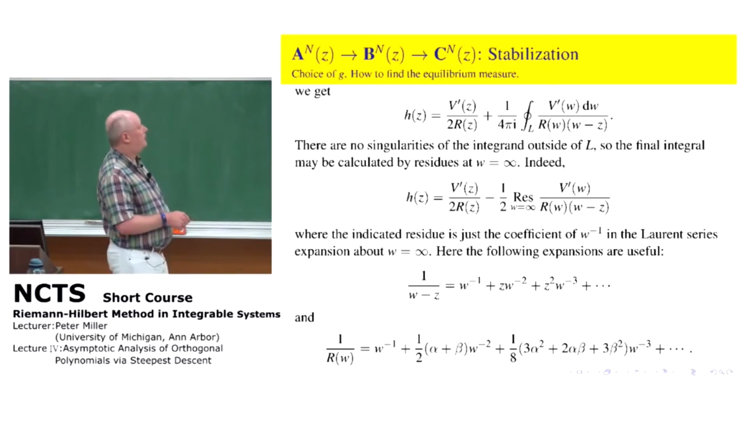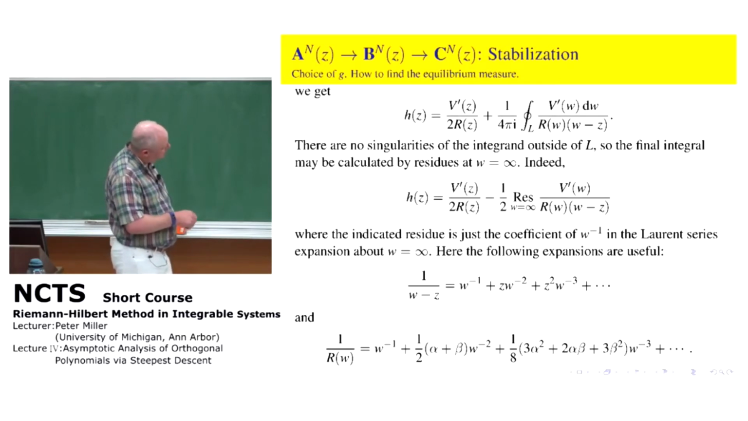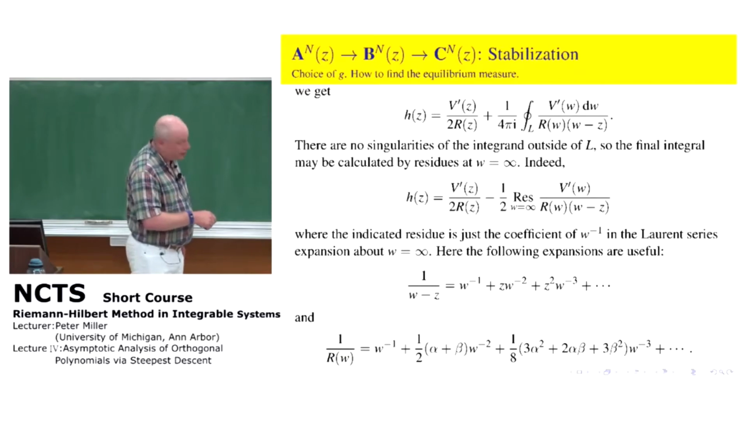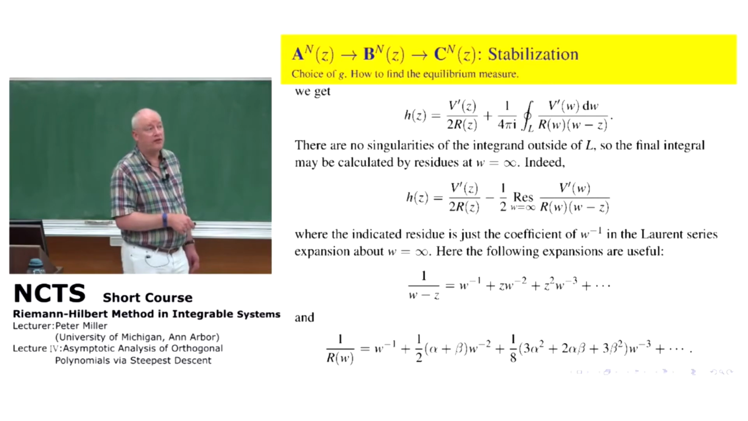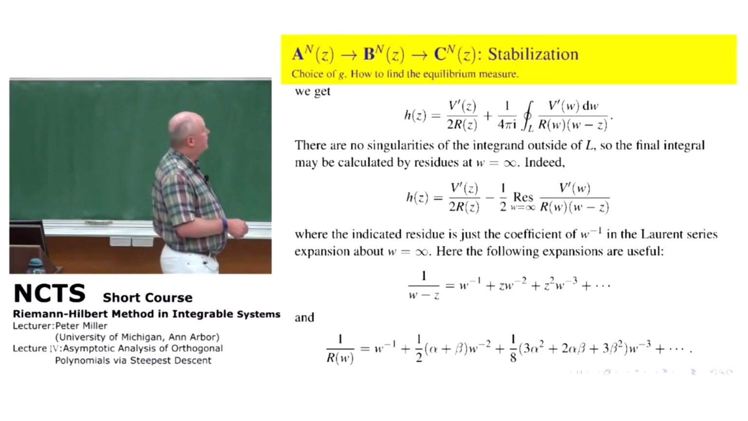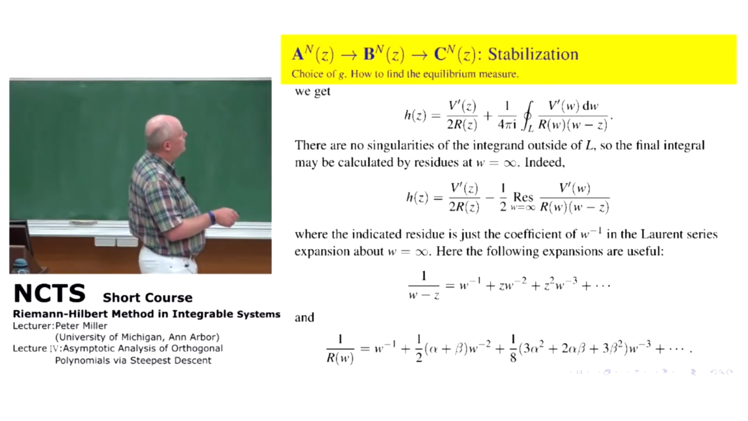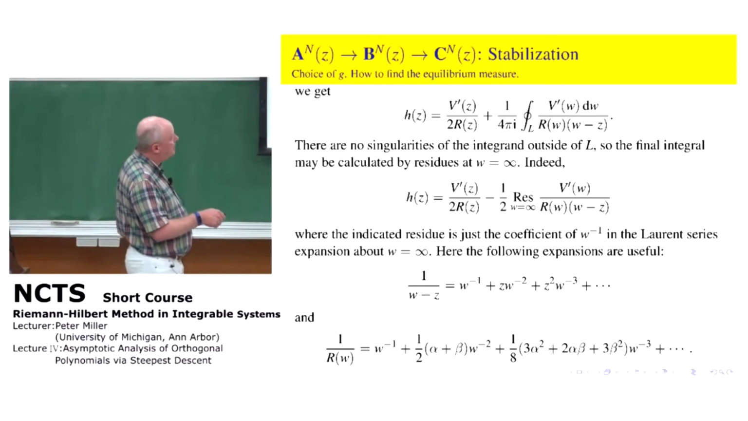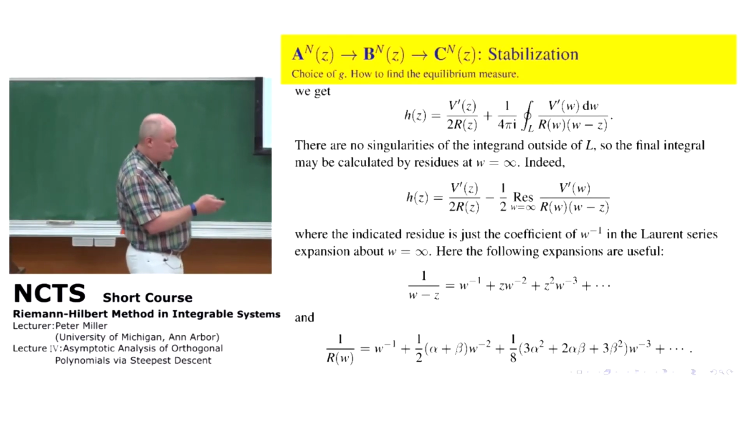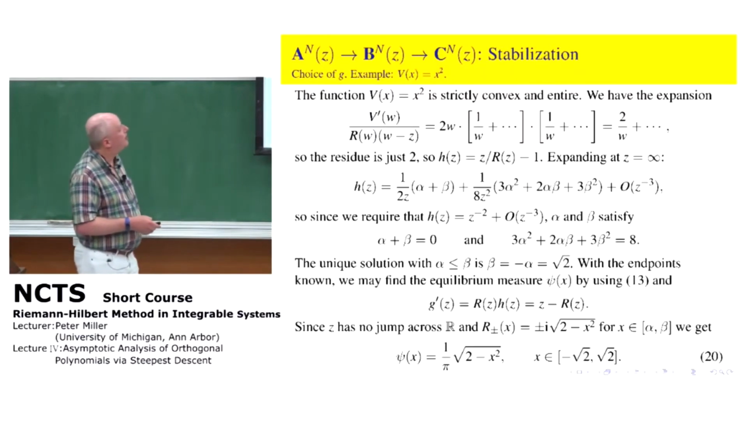Okay, so here it's useful to expand the Cauchy kernel like this for large W. That's straightforward. And 1 over r is a little bit trickier, but r is the square root of this quadratic. And so it's systematic to write down as many terms as you like. And the coefficients just involve the alpha and the beta, which are the interval endpoints, the support interval endpoints. So combining this one and that one, and if we know the expansion of v prime at infinity, then we can pull out this residue in a simple and straightforward way.